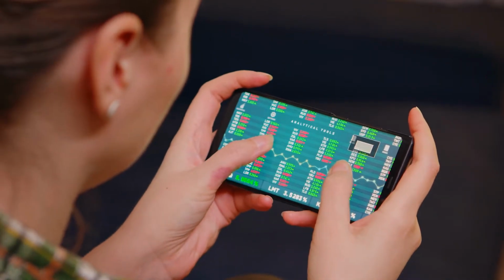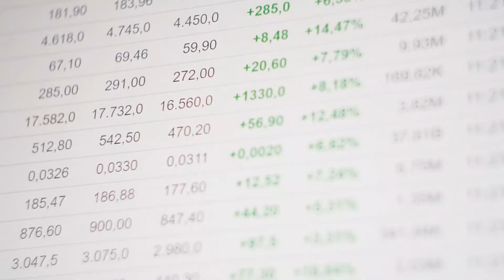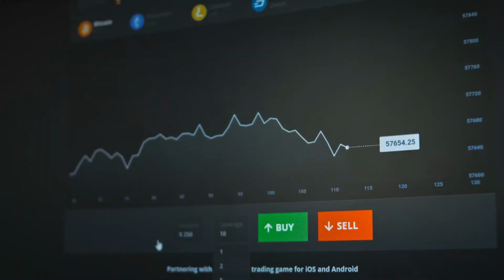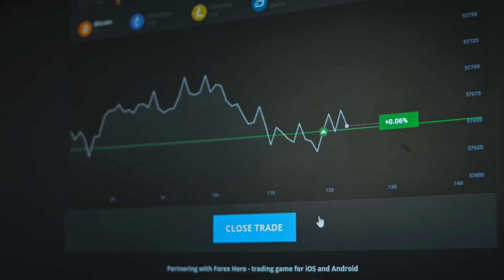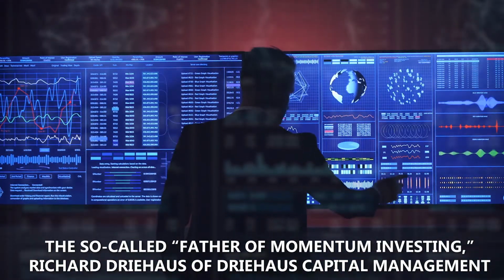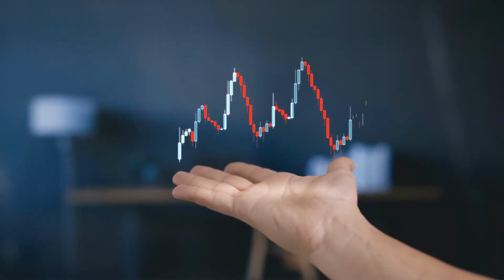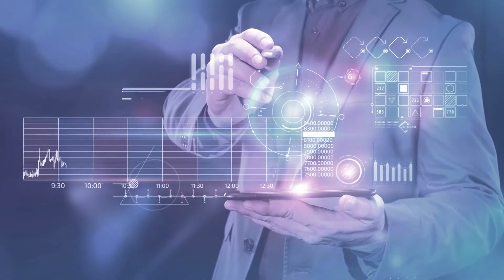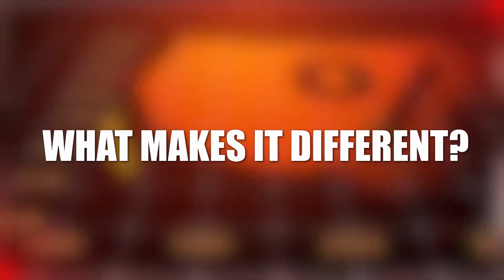Banking on momentum also allows you to predict the behavior of a commodity in the short term, since something that is selling really well will probably keep selling well for at least a short amount of time. And that ability to be relatively sure in a place as volatile as the stock market is a very huge pro. In fact, the so-called father of momentum investing, Richard Driehaus of Driehaus Capital Management himself, condensed the philosophy of momentum investing to: buy high, sell higher. But like so many other things, it is rarely as simple as it is put out to be. So let's get into the nitty-gritty of it all, starting with what makes it different.